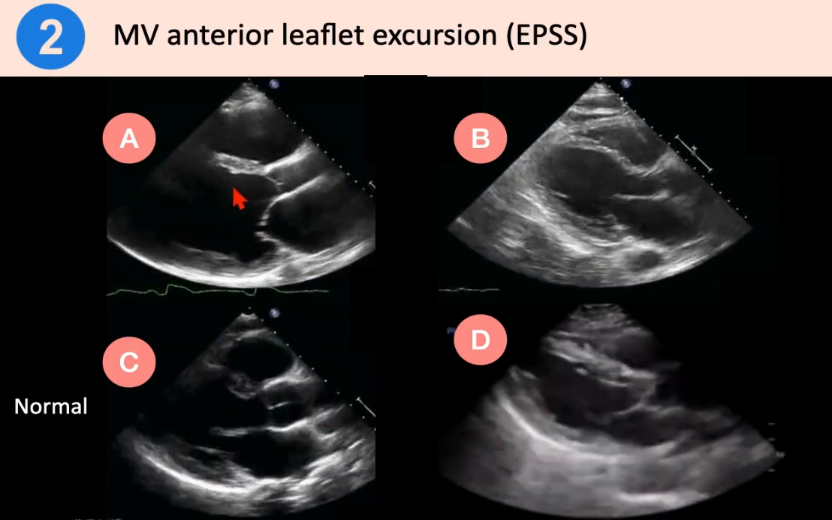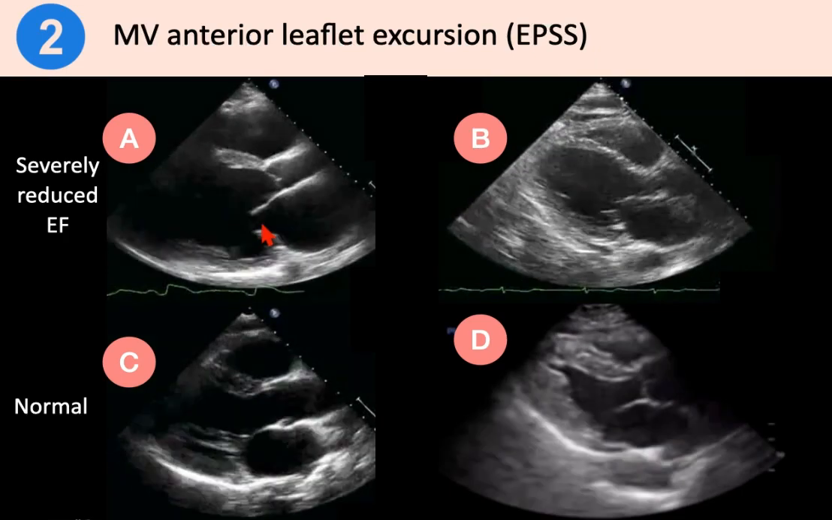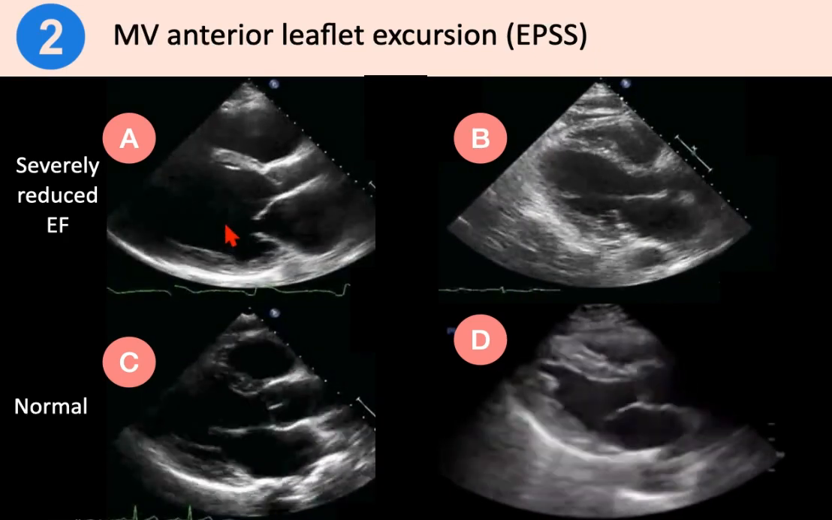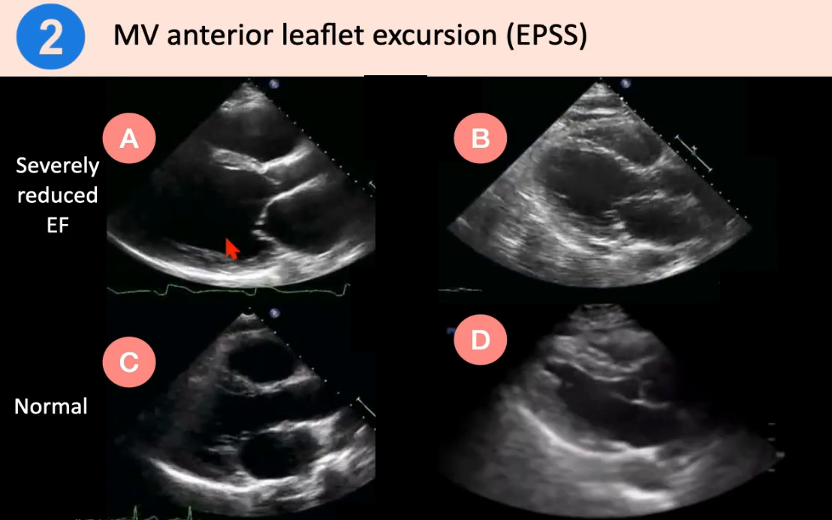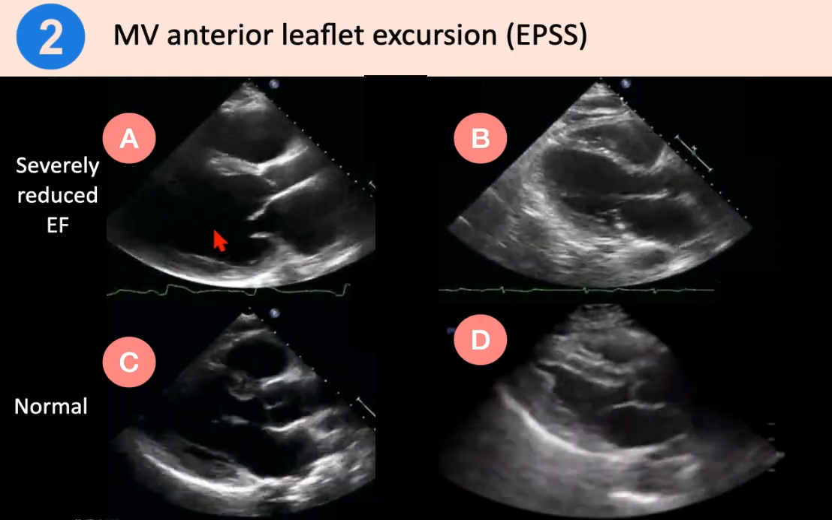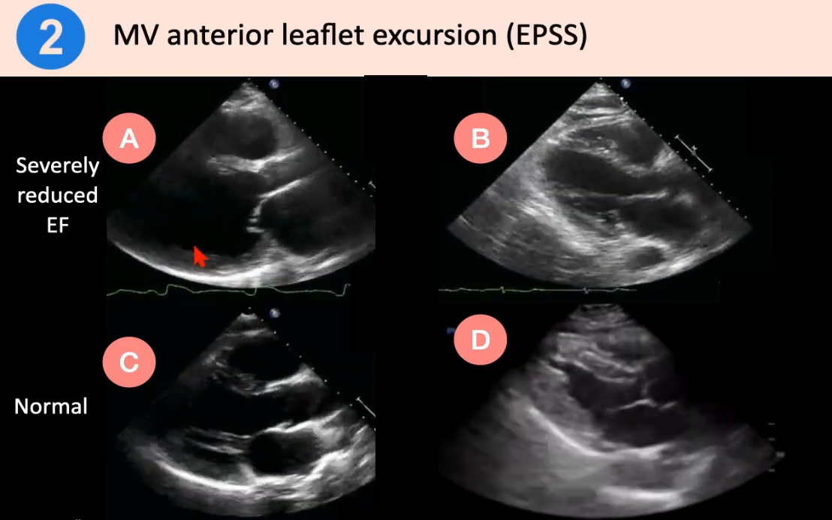Patient A has severely reduced contractility. The mitral valve does not open very much. The anterior leaflet moves less than halfway of the distance from the closed position to the septum. Additionally, the muscle walls appear thinner than normal and not showing much thickening and shortening.